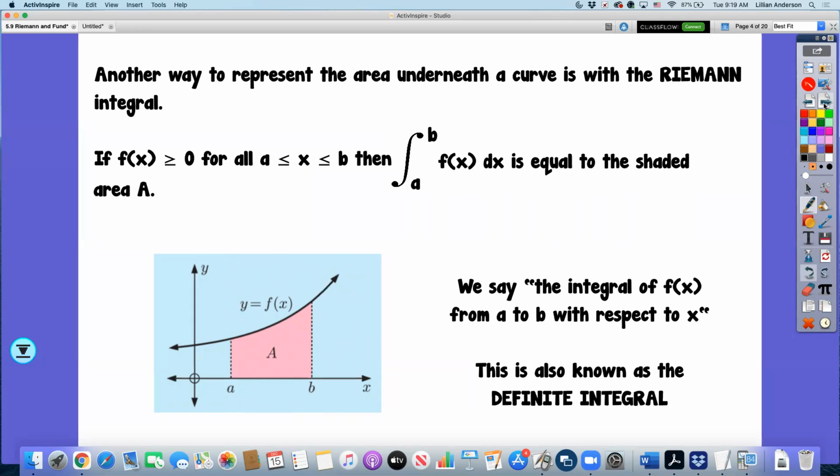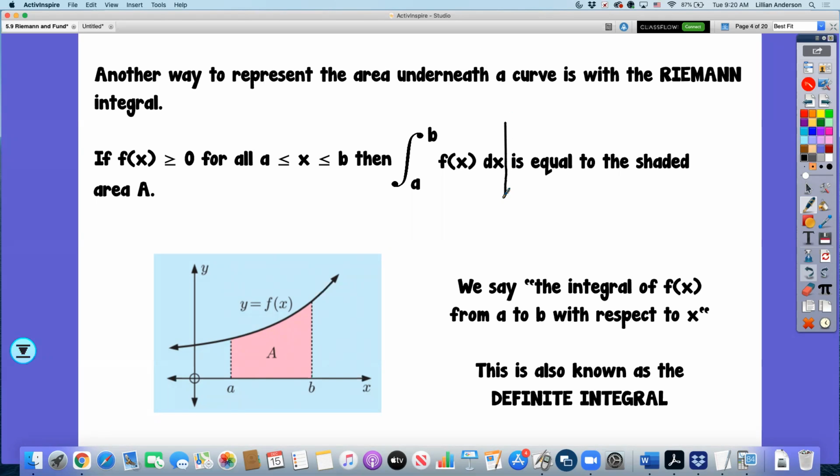Another way to represent the area underneath the curve, instead of doing the trapezoids or the rectangles, is using the integral. So if you have a function where your y values are greater than 0 and x is in between 2 other values, a and b, as you can see in this picture, then to find the area underneath the curve, which is highlighted in pink and labeled area A, you take the integral from a to b of f of x dx.